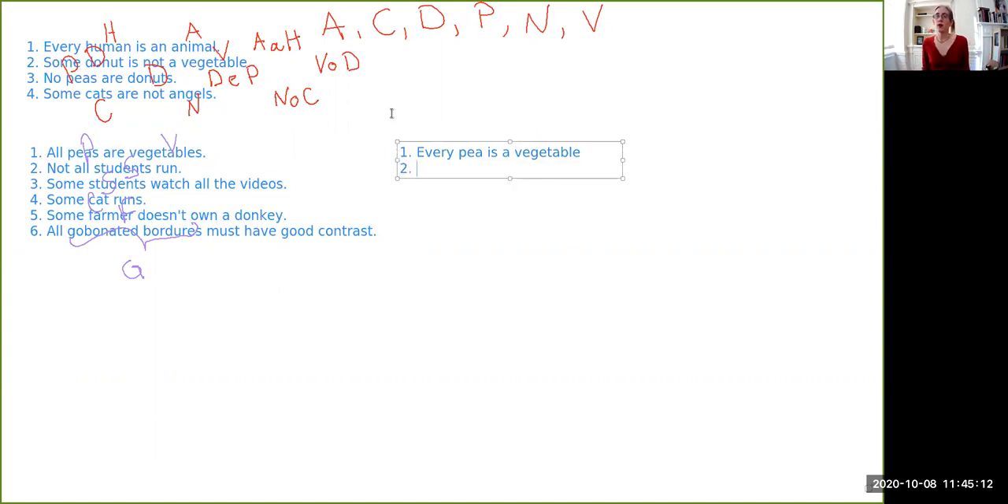Now, the second one has a negation, not, and then all students run. All students run looks like it should be a universal affirmative. However, it doesn't have the every X is a Y structure, so we would need to do something to get to that structure. For the time being, let's just bracket that not. We'll come back to talk about what it should be.